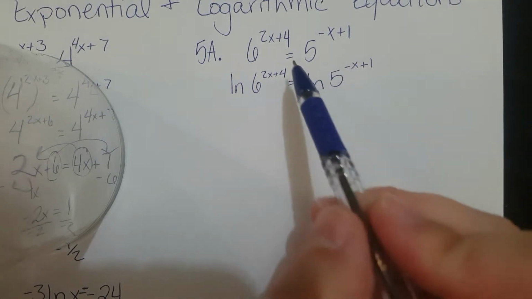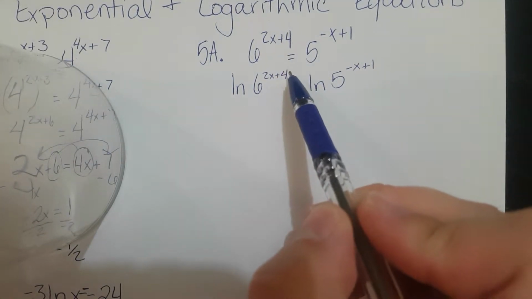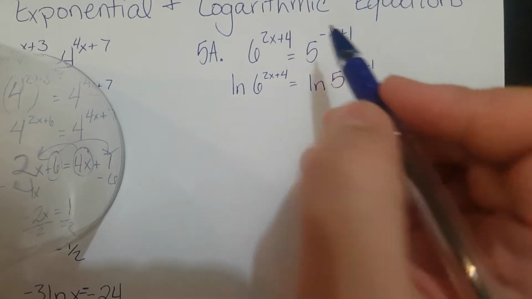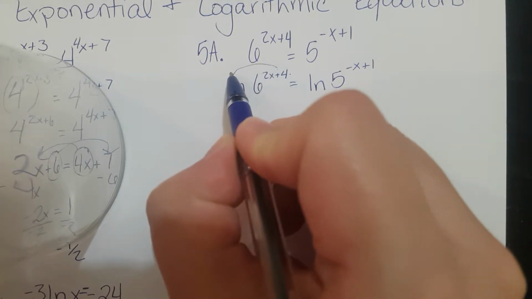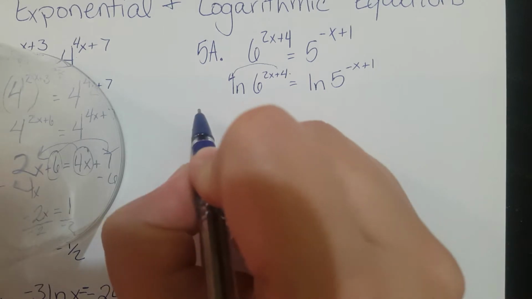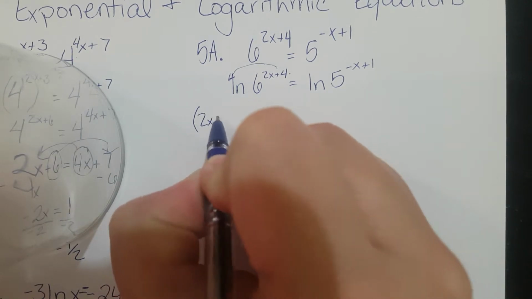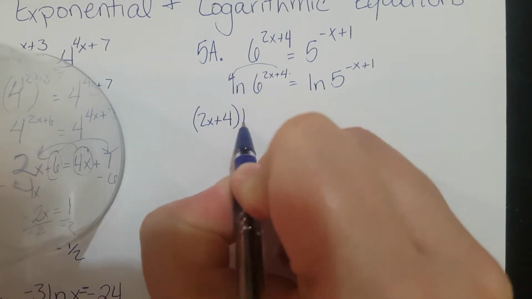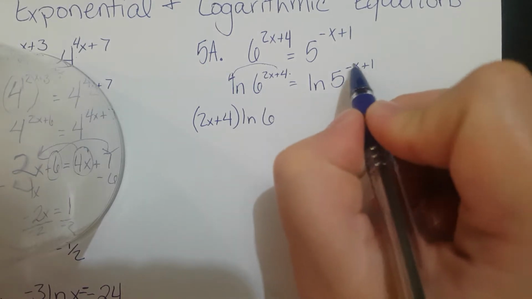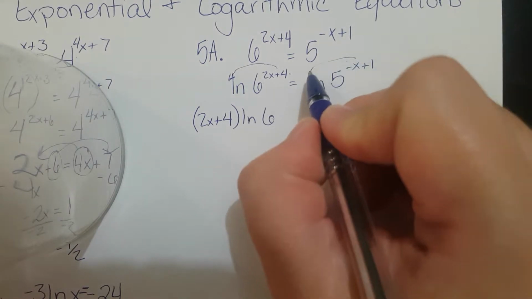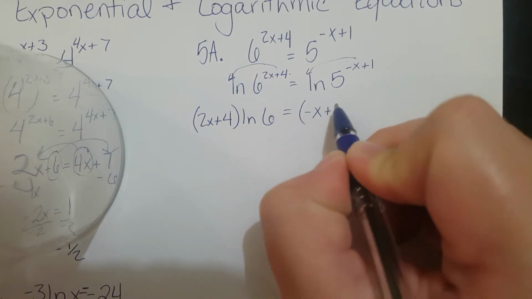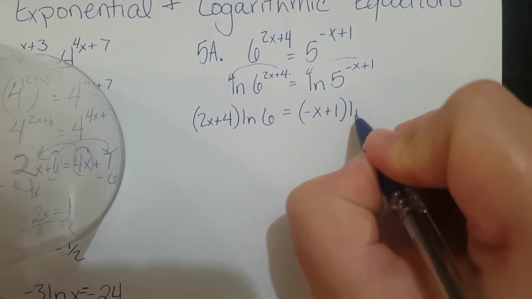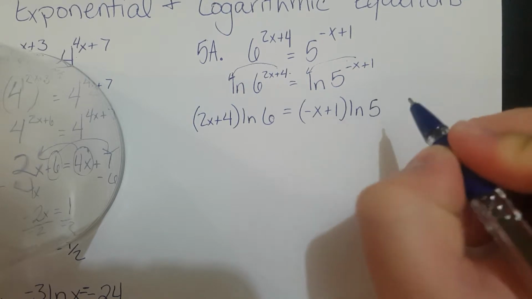Then the next thing you need to do is use your property of logarithms. If you recall, if you have an exponent, you can move it to the front of the logarithm. So that's what I'm going to do. I'm going to have 2x plus 4 and then natural log of 6. Same idea with this one. I'm going to move it to the front, so I have negative x plus 1, natural log of 5.